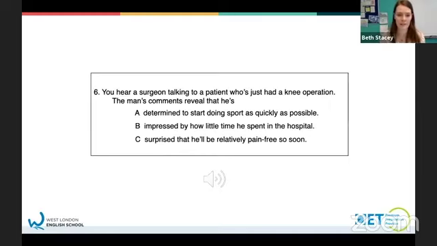Question 6. You hear a surgeon talking to a patient who's just had a knee operation. Now read the question.